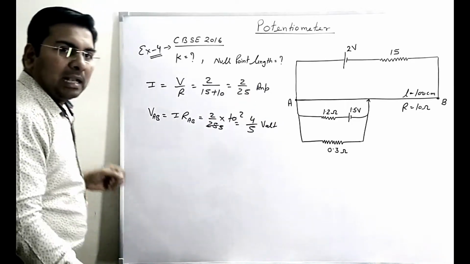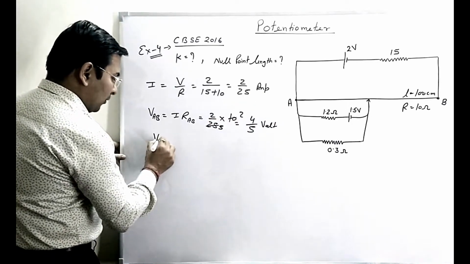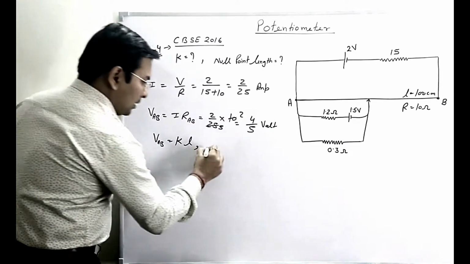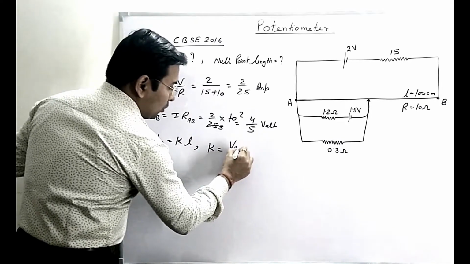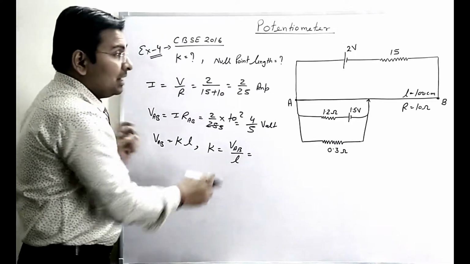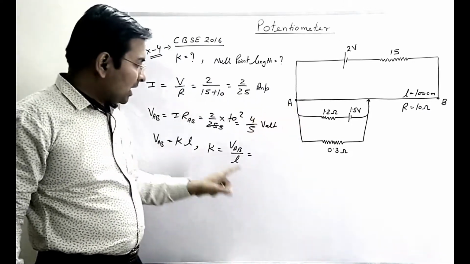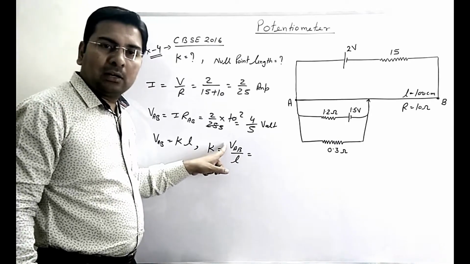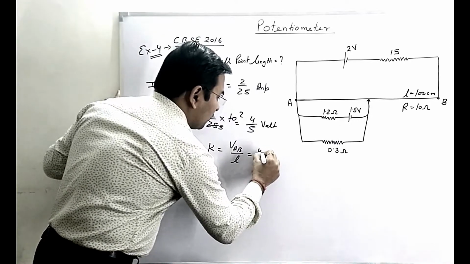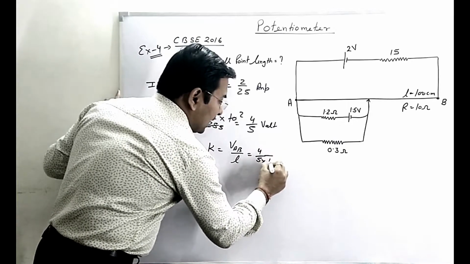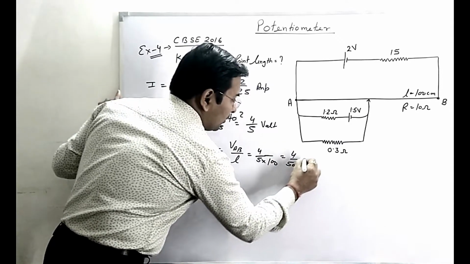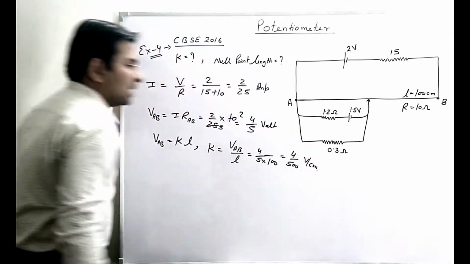Now we can calculate easily the value of K with the formula V equals KL. Now K will be equal to VAB upon L. Now what is L here? Length of the wire AB. Why? Because we are taking the potential drop across the wire AB, and the value of VAB is 4 upon 5 and length is 100 centimeter. So the value of K is 4 upon 500 volt per centimeter.